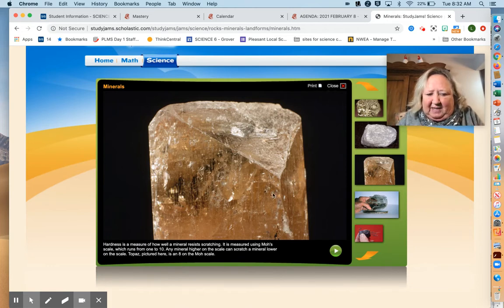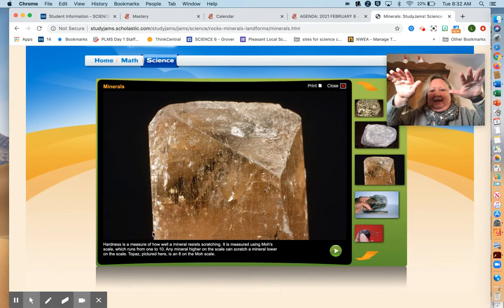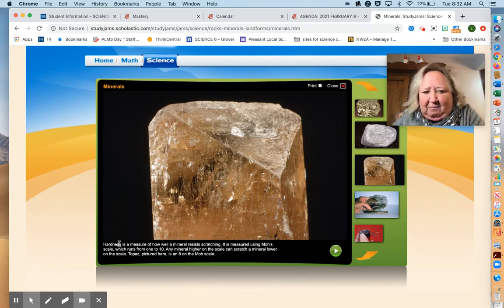So topaz here is an 8. It could scratch anything below that. A diamond is, what do you think? The scale goes from 1 to 10. Diamond is a 10. It can scratch anything below it.